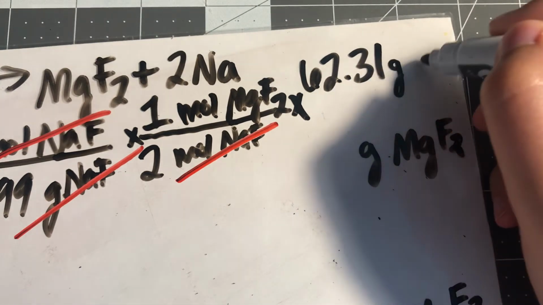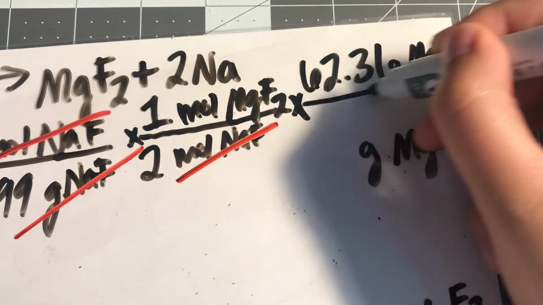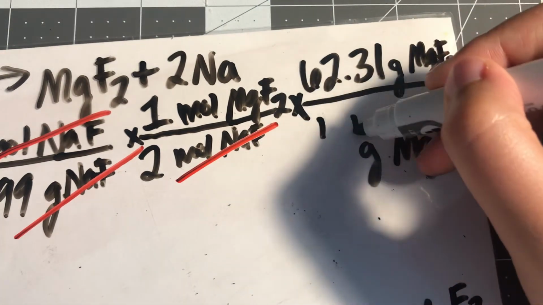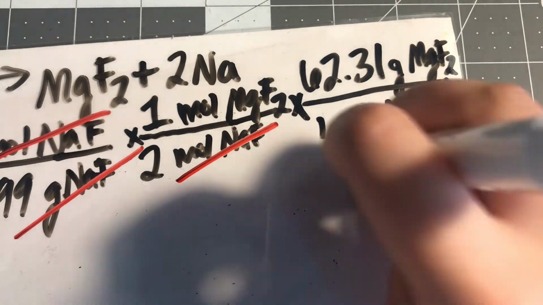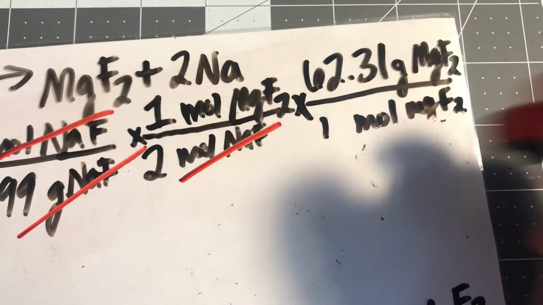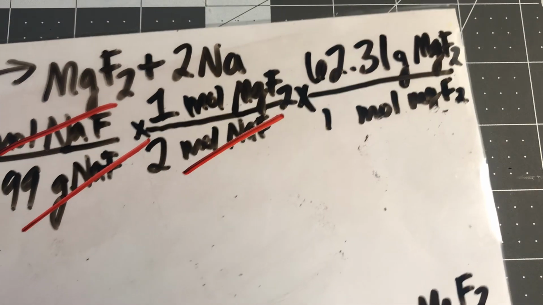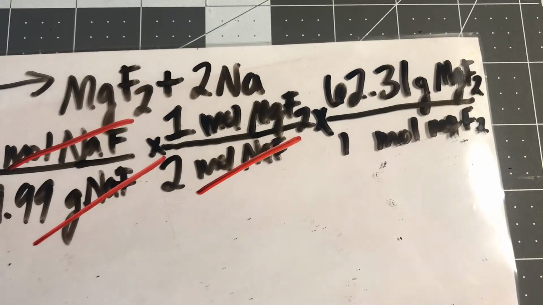So grams of my magnesium fluoride over my 1 mole of magnesium fluoride. And I know, it's getting tight. It's getting a little crazy. I try to be ambitious and do everything in one line, as opposed to the last problem, and look at where it got us. But that's okay.